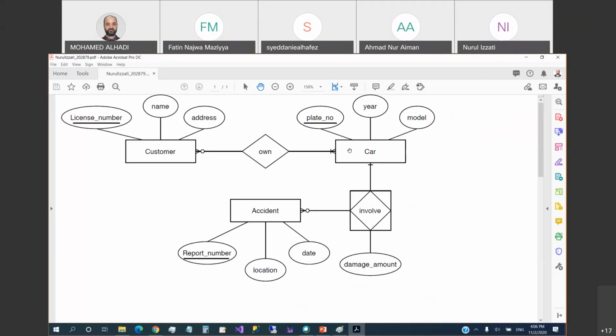Okay, you missed the strong and weak annotation. And also the damage amount belongs to the accident, and the damage amount could have multiple values related to multiple cars. It depends on the scenario, actually. Okay. So all comments given to your colleagues need to be considered. Thank you.